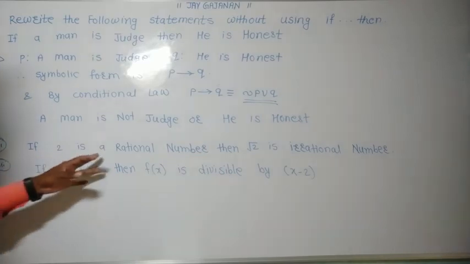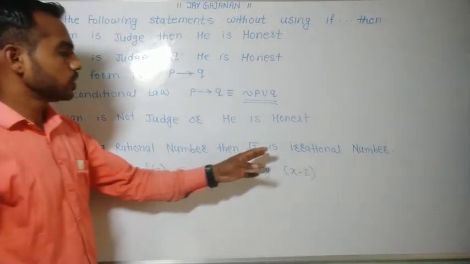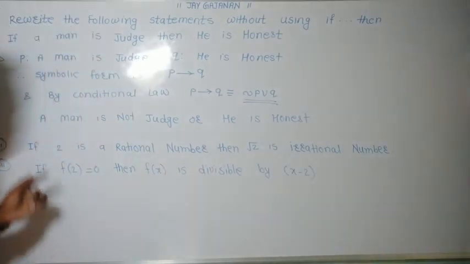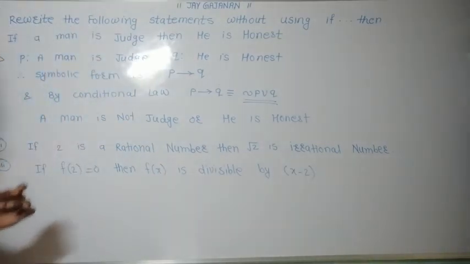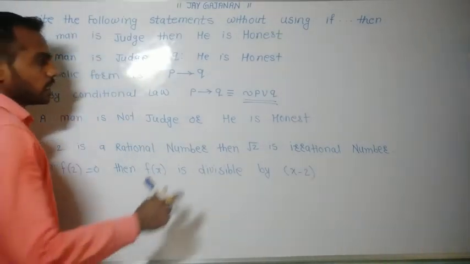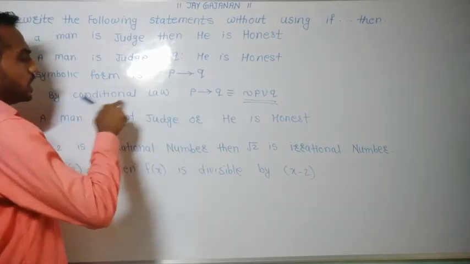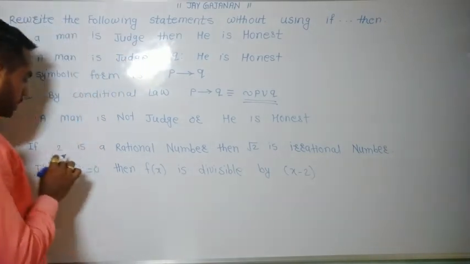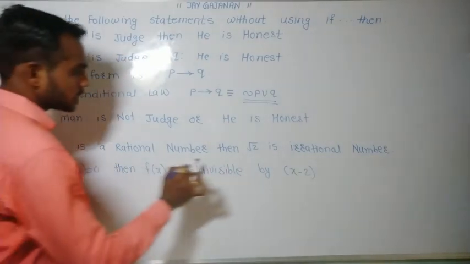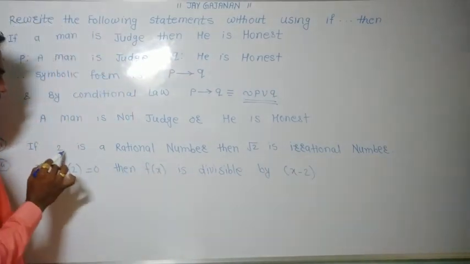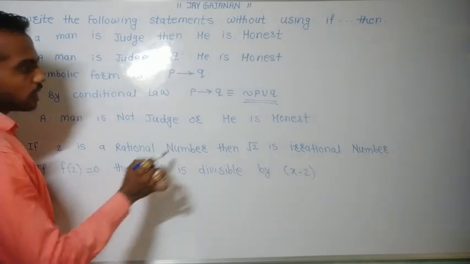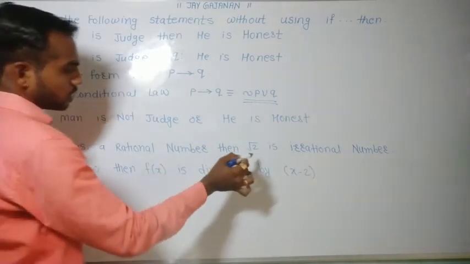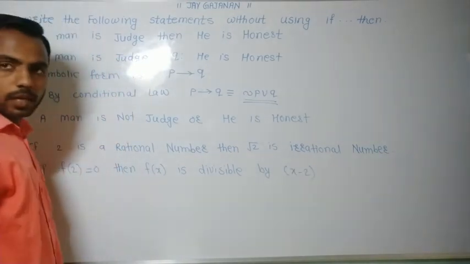Similarly, the second statement is: if 2 is a rational number, then square root 2 is an irrational number. To remove if and then, similarly we apply the conditional law, P implies Q is equal to negation P or Q. Means we can write this statement as: 2 is not a rational number or square root 2 is an irrational number.